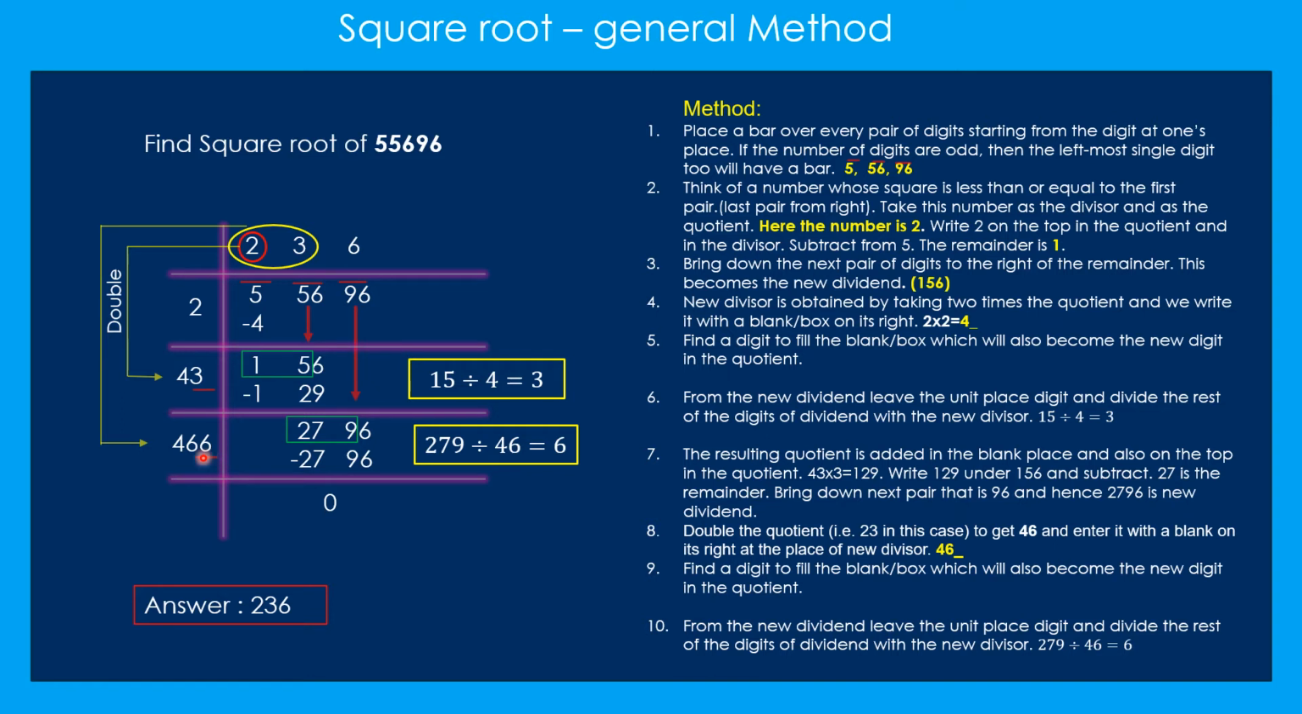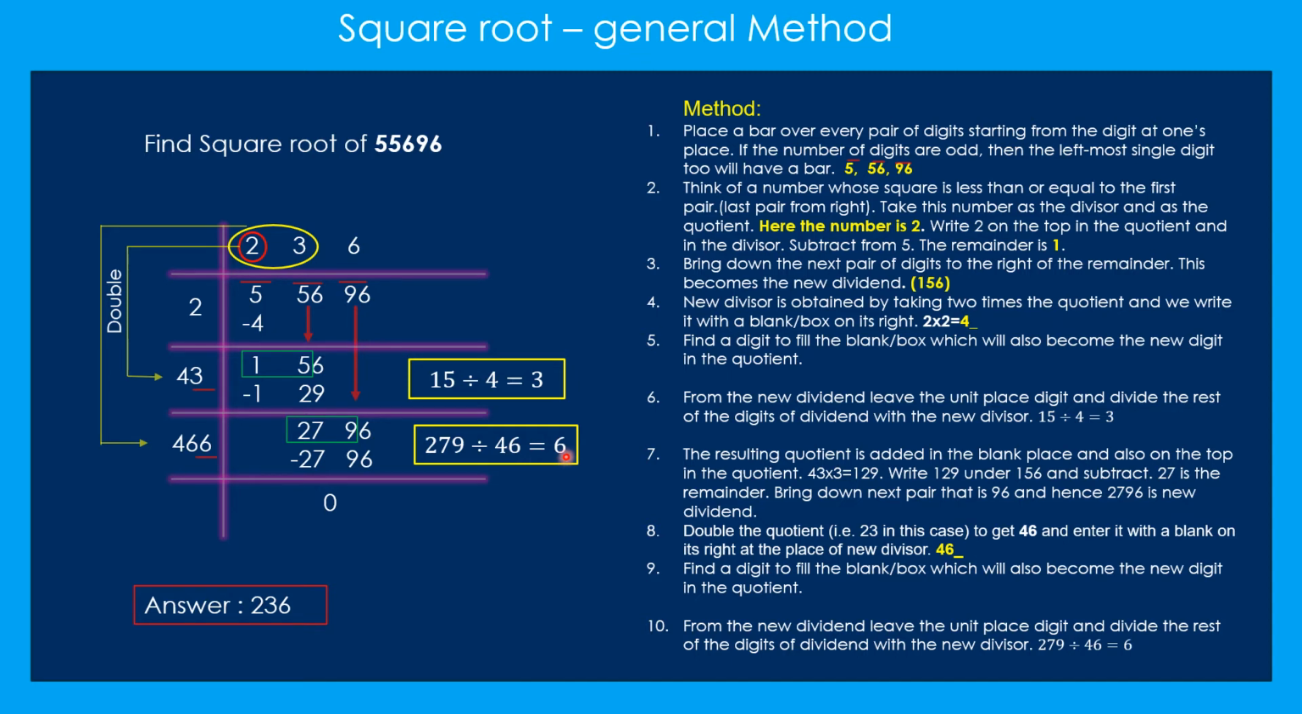What digit is added to the blank space? So you see here our new dividend is 2796. So leave the unit digit, and the rest of the digits are divided by the new divisor, that is 46. So 279 divided by 46, you get 6.